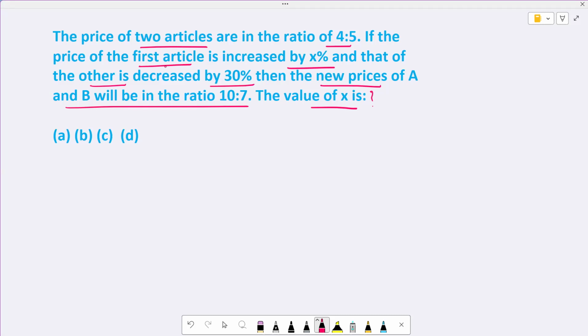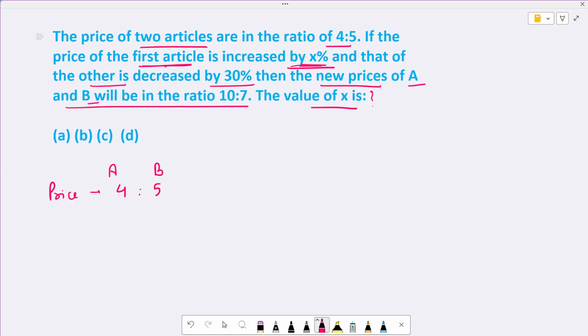So, first we are given two articles. Let us name these articles A and B. For the price of the two articles, the original price, we can write the ratio of the price as 4:5. If the price of the first article is increased by X%, we have dealt with these kinds of questions of increase and decrease in the previous videos as well, approximately 4 to 5 videos ago, when we discussed what happens when we increase by a percentage and when we decrease by a percentage. So we'll look at that and let's come back to the question.